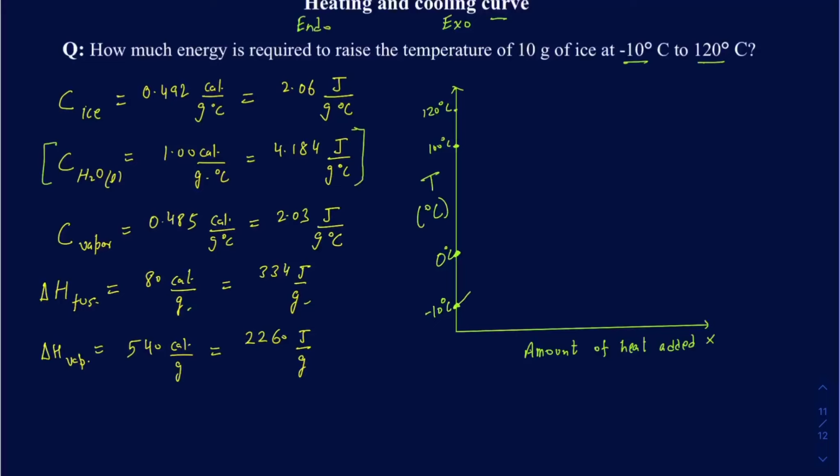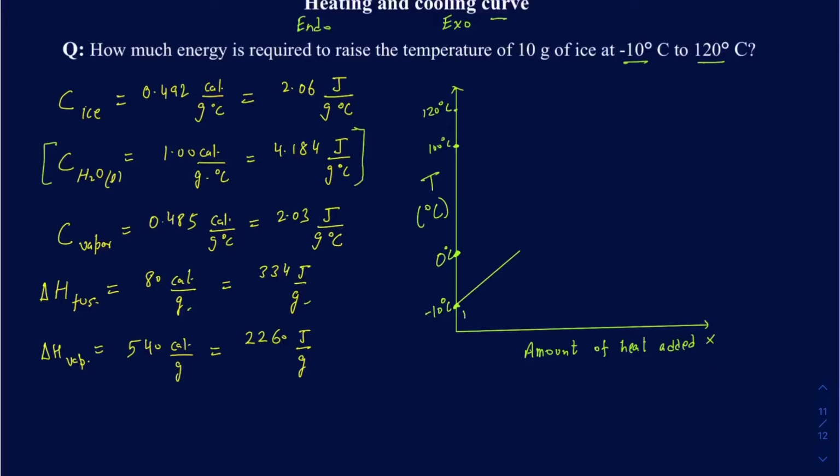So the temperature of the ice goes up until it hits 0. All right, so that's how it's going to look. You have a positive slope line here where the temperature is increasing and your amount of heat is also increasing. And that's the only way you can increase the temperature of the ice.